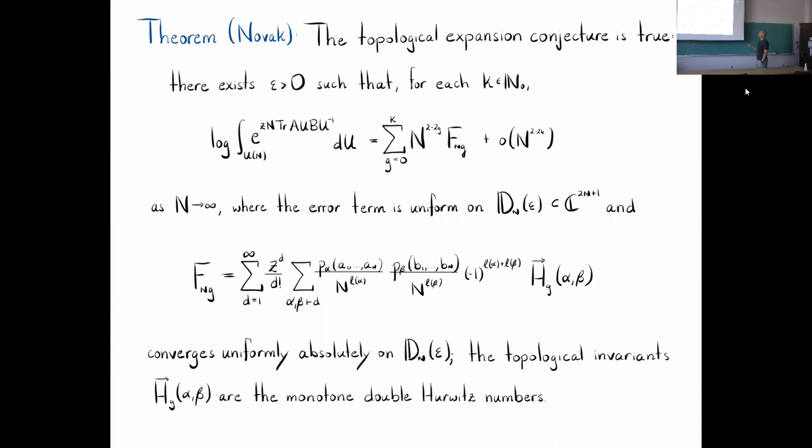And this error term is uniform on the complex variables version of a compact box of thickness epsilon, right? So a polydisk in C^(2n+1) of polyradius (epsilon, 1, 1, 1, 1, 1, and so on). Okay, a product of 2n+1 disks in the complex plane. And these free energies look like this. So this is a power series in z, the coupling constant.